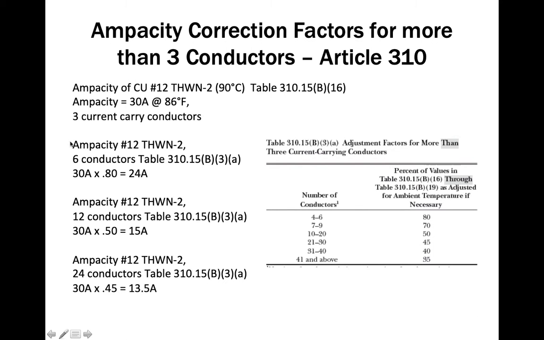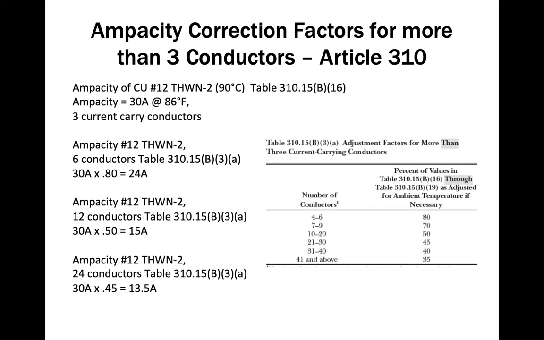I have now not 3 conductors in a pipe, but 6 current-carrying conductors in a pipe. I'm going to go to table 310.15(B)(3)(a), which is here on the right-hand side, and I'm going to run my finger down the first column, finding 6 conductors. And there it is, 4 to 6 conductors. Now I scoop my finger to the right, to the next column, and I find that my pipe fill correction is 80% or 0.8. So I take 30, my ampacity of my conductor, times 0.8, and now my conductor can't carry 30 amps, but based upon pipe fill, can only carry 24 amps.